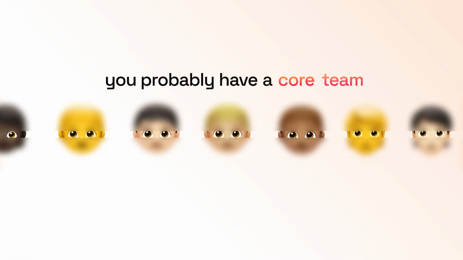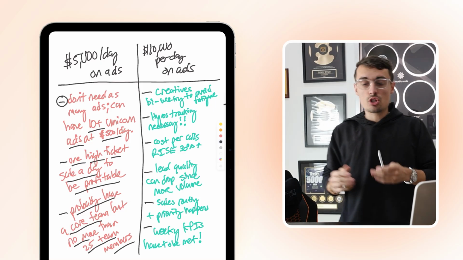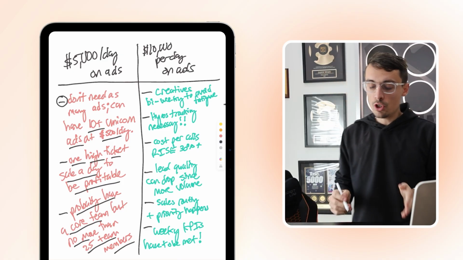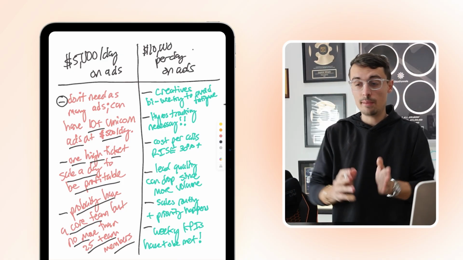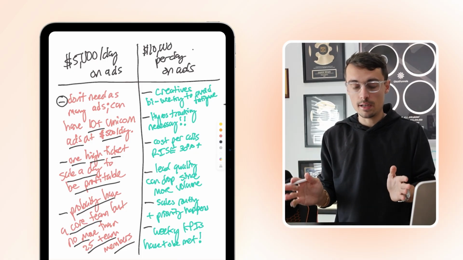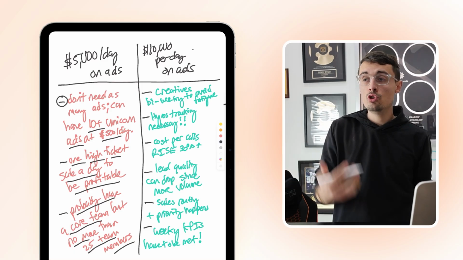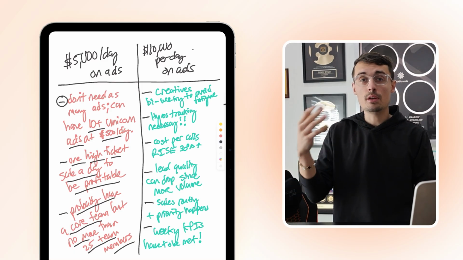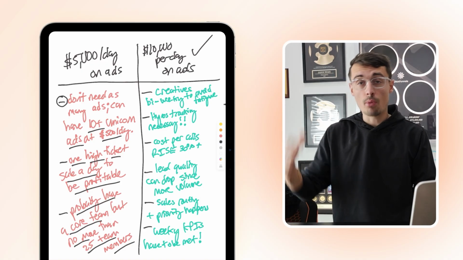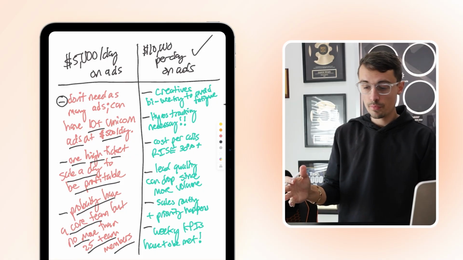You probably have a core team, but no more than 25 team members. So now you're spending 5K a day, you're spending $150,000 a month, your revenue per employee is probably really high. You have to be doing at least 400, 500K a month or more at 5K a day in spend. And you have 25 or fewer team members. Your revenue per employee is high. Your margins are going to be really good looking. But as you scale and get to $10,000 per day, your margins will decrease, your revenue per employee decreases, and now you have to focus on other counterparts, okay?